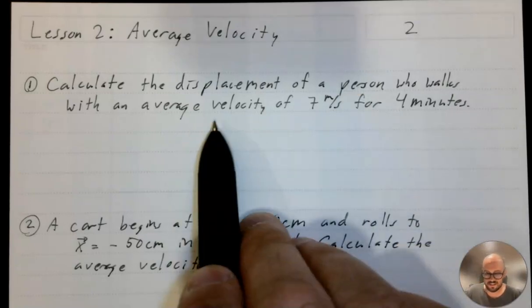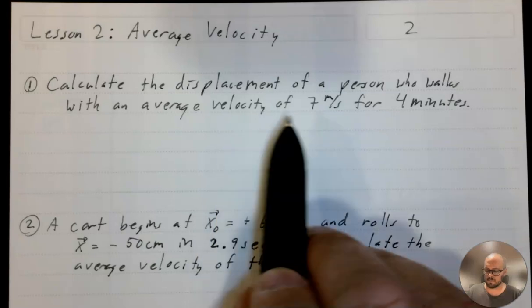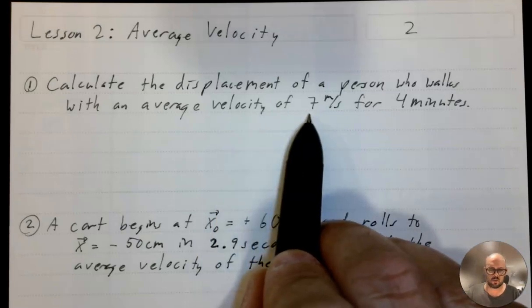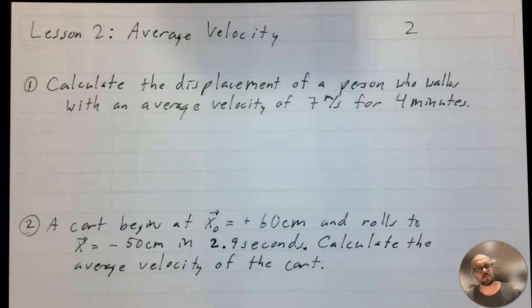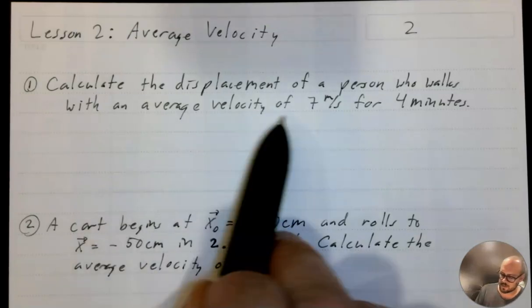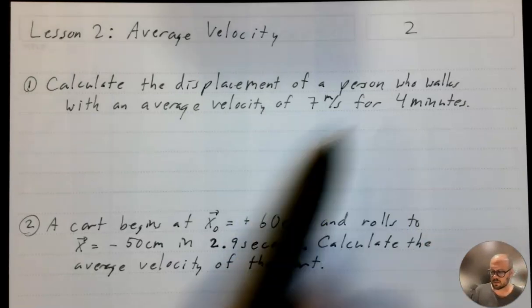Just a note before we start, I didn't talk about this in the last video, but when we have something that is a vector, if the number doesn't have a sign, we assume it's a positive number, and that positive implies the direction. We would need to see a negative sign for it to be the other direction. So we assume positive direction unless we see the negative sign. So this is a velocity of positive 7 meters per second for 4 minutes.